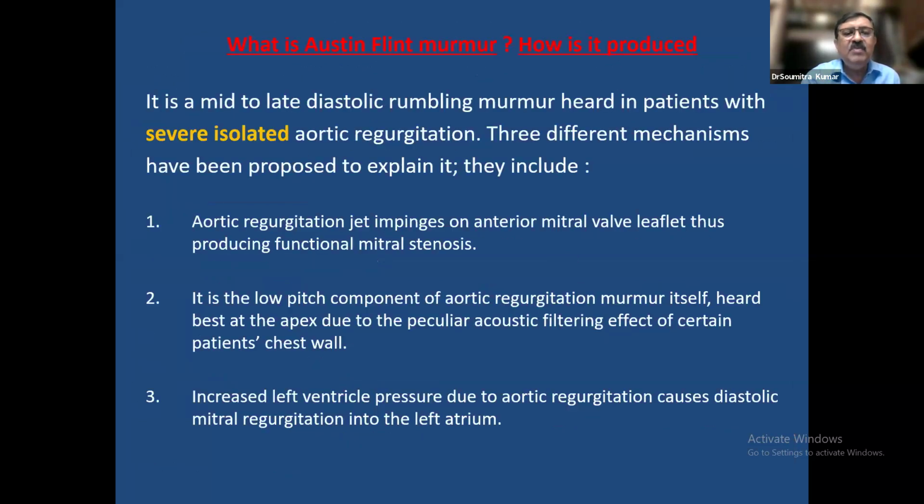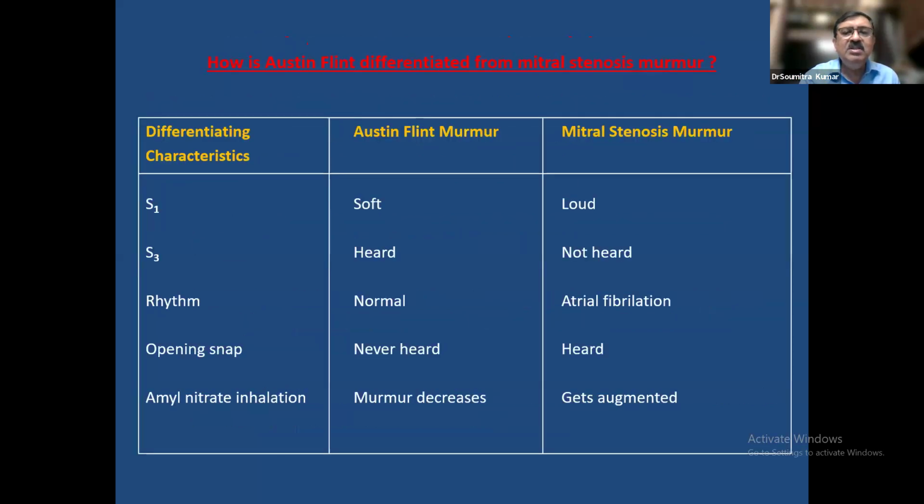Austin Flint should not be forgotten in a case of severe isolated AR because if you are thinking of a combination of MS and AR, you should also learn to differentiate between Austin Flint and MS. So these are the ways we differentiate between Austin Flint and MS murmur. It is again very well known to you. Amyl nitrate is not well available, but this is a classical question that is asked. But what we do is a simple hand grip to find out whether it is Austin Flint or mitral stenosis murmur.